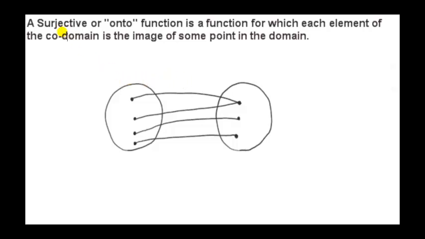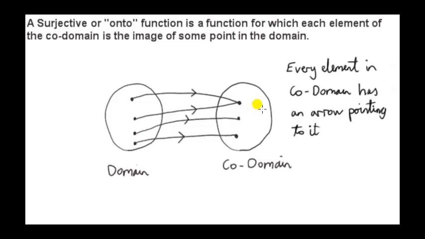Now let's look at some types of function. The first type of function we will consider is a surjective or onto function. So this is a function for which each element of the codomain is the image of some point in the domain. So another way that we could define a surjective function is to say that every element in the codomain has an arrow pointing to it. So we don't have an element out here with no arrow pointing to it. So all the elements in the codomain are used up, if you like.